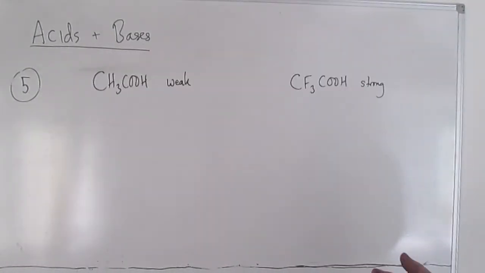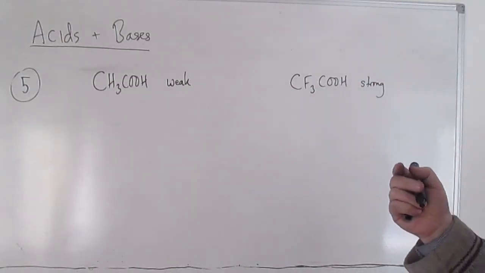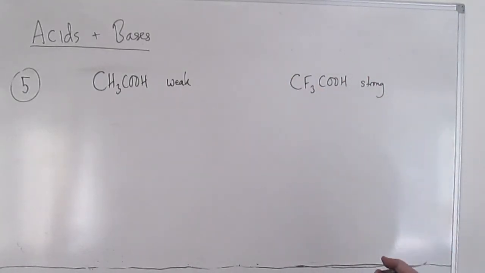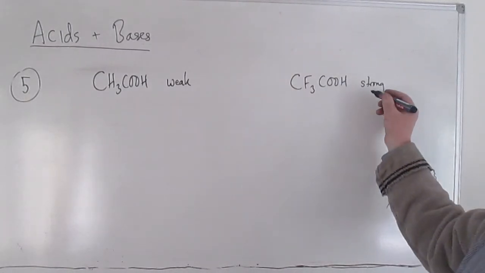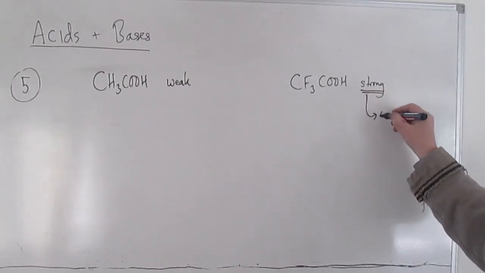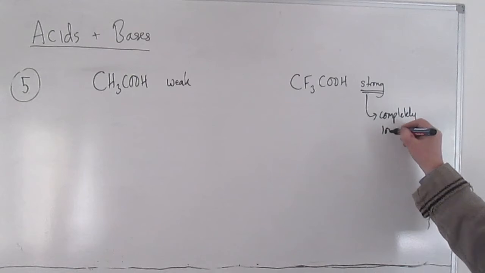Right, question 5 then is a strong acid, weak acid question. So we've got these two related acids but with these very different properties, that this one is weak, this one is strong. So first of all it asks us to explain what that means. So a strong acid, the definition of that in words is that it is completely ionized in aqueous solution.